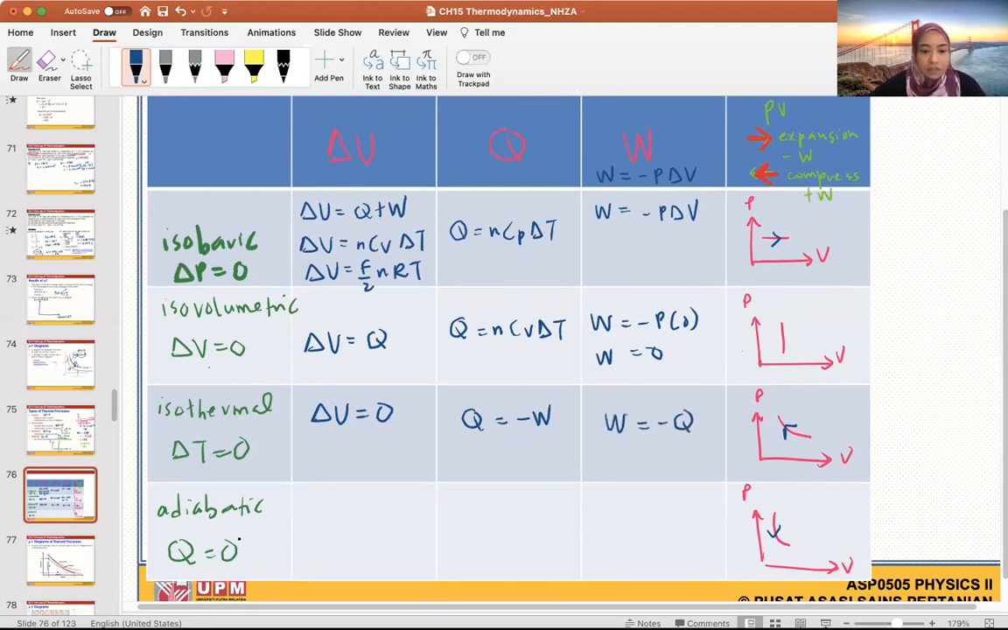Okay, and then adiabatic, Q equals 0, which means that delta U is just W. Q is 0 here, and W is equal to delta U, or just nCv delta T, or minus P delta V. Okay, did I get that right? Let me see. nRT, delta U equals Q plus W.